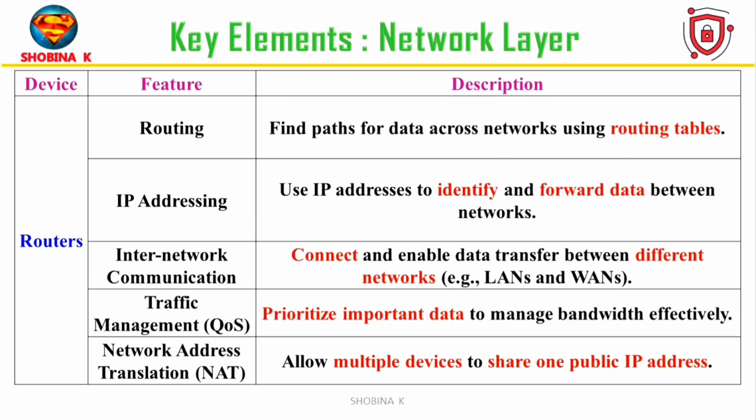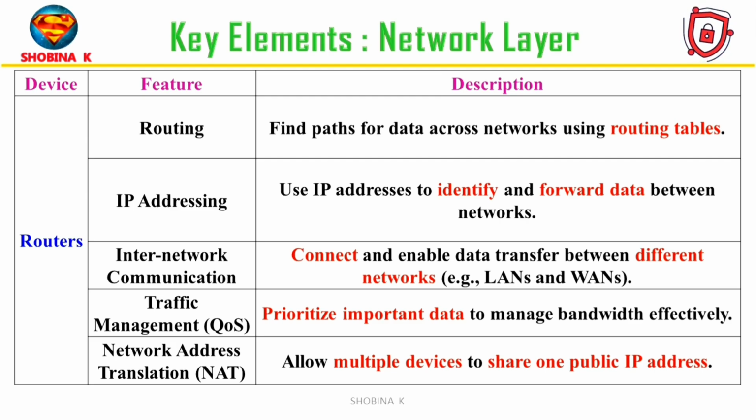Here are some key features of routers. Routers maintain routing tables that contain information about the topology of the network and the paths to various IP addresses. Routers use IP addresses to identify devices on different networks and forward data between networks. And they facilitate communication between different networks like LAN, WAN, and the Internet.